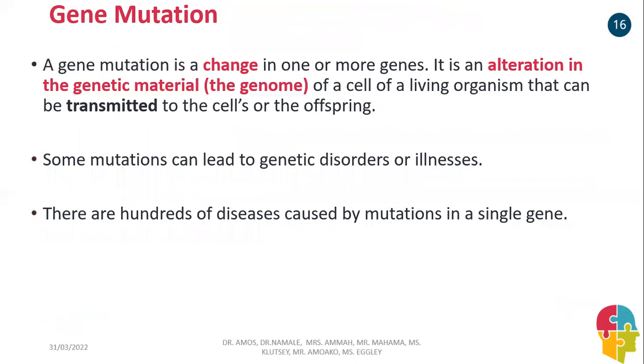I want us to talk about gene mutation. When we say gene mutation, we are talking about a change or an alteration in the genetic material or genome of a cell of a living organism. Now, this change can be transmitted from a parent towards an offspring. So there are some mutations that lead towards genetic disorders or diseases, and there are hundreds of them. But for the purpose of this course, we will look at a few.